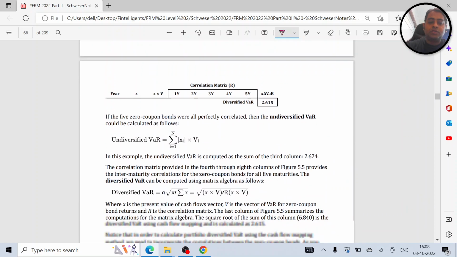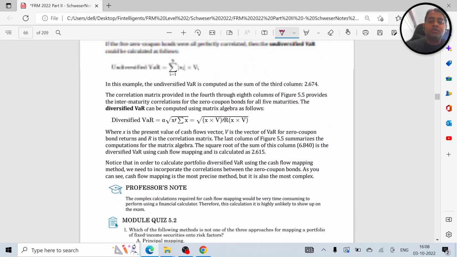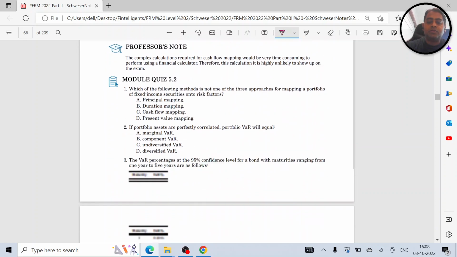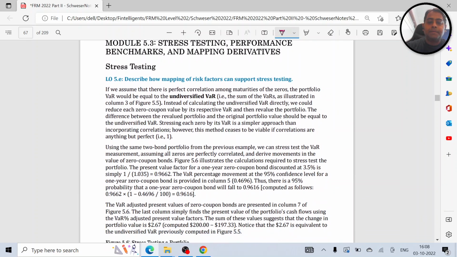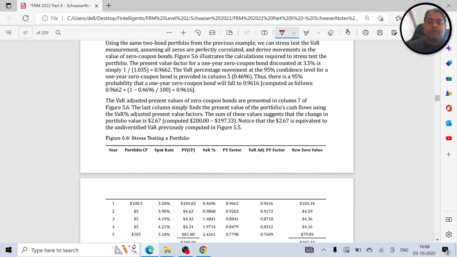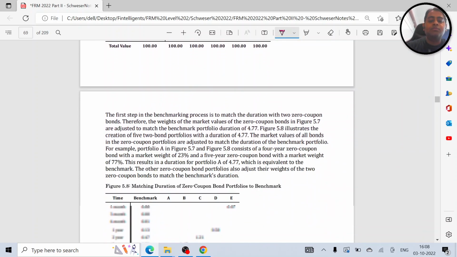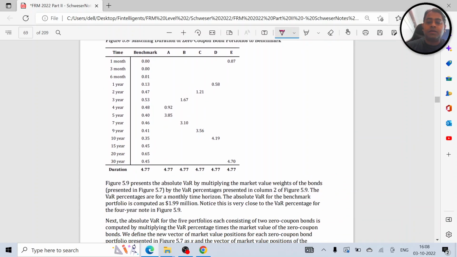Cash flow mapping approach is okay. There's no need for you to read or do the calculation of diversified VAR. Don't take pressure on that part. Stress testing, VAR, yes, benchmarking. Benchmarking as a concept is important. Okay, so read this. This is more or less a discussion. Okay, nothing such calculation based part is here.